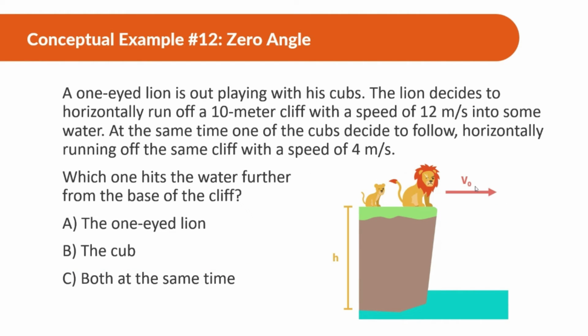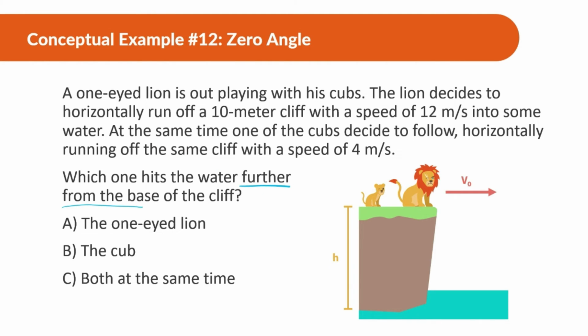Okay. Very similar prompt here, but different question. A one-eyed lion is out playing with his cubs. The lion decides to horizontally run off a 10-meter cliff with a speed of 12 meters per second into some water. At the same time, one of the cubs decides to follow horizontally, running off the same cliff with a speed of 4 meters per second, same time. Which one hits the water further from the base of the cliff? So you might be thinking, okay, they're both going to hit the water at the same time, like the last one. But no, that's not what it's asking. It says, which one goes further from the base of the cliff?